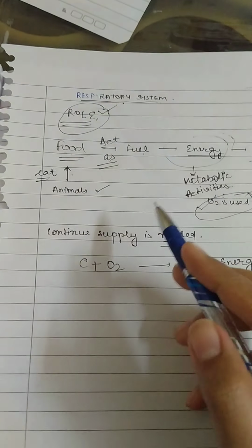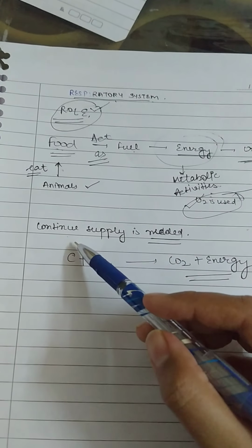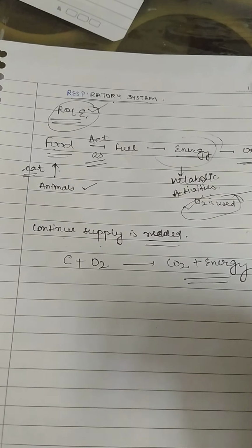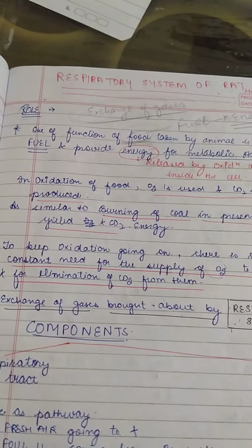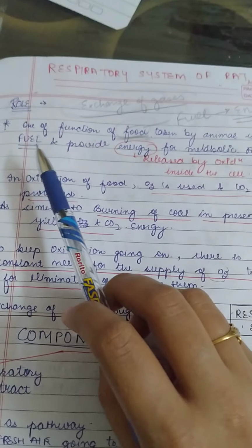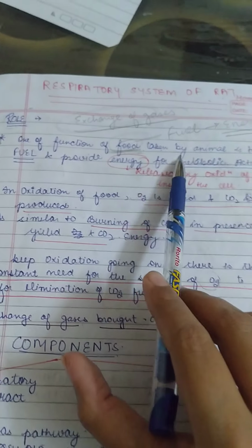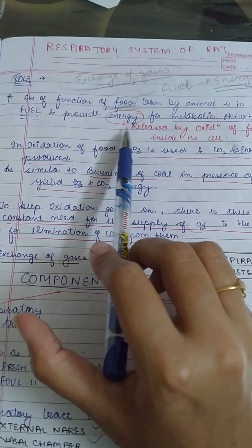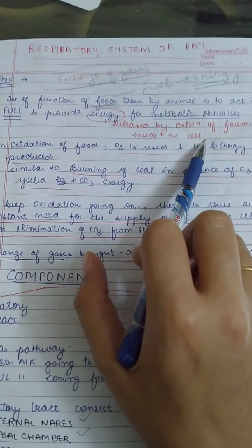And also we need a continuous supply of oxygen because we want the process to go on all the time. So one of the functions of food taken by animals is to act as fuel and provide energy for all the metabolic activities.